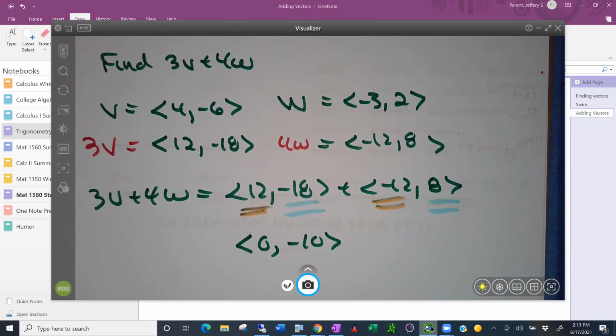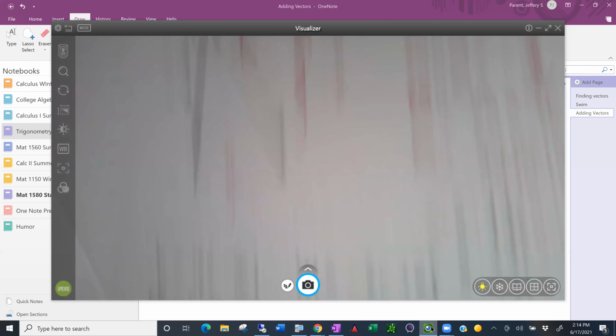But let me also show you another way to think of vector addition. What's actually going on physically, or at least graphically, what's going on. Before I do that, are we okay with this one? Yes. Thank you.